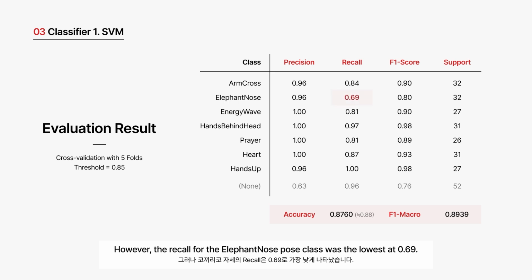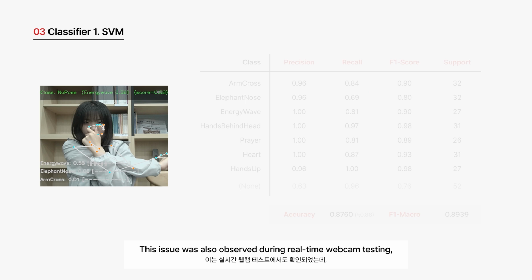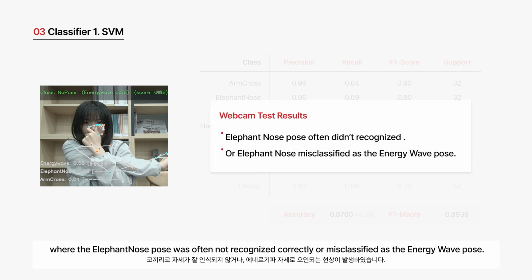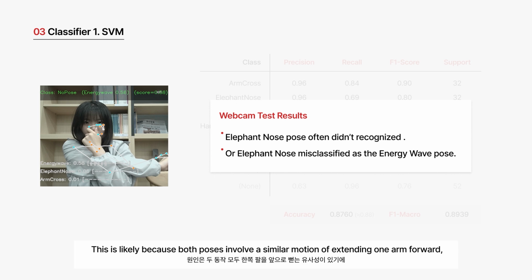However, the recall for the elephant nose class was the lowest at 0.69. This was also seen in webcam testing, where elephant nose was often not recognized correctly or misclassified as energy wave. This is likely because both extend one arm forward, making the boundary between them less distinguishable.